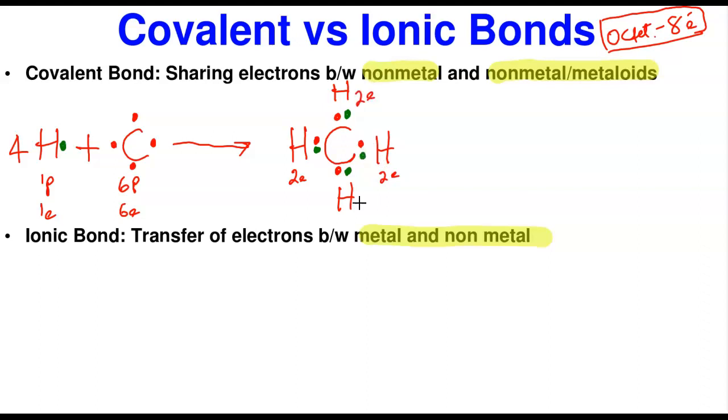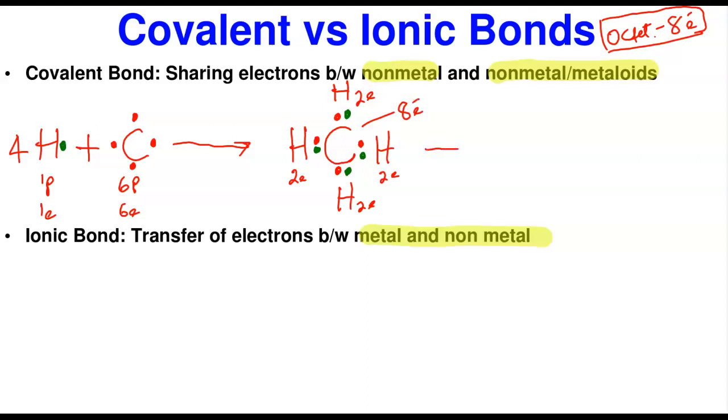This is 2 electrons. What about carbon? How many electrons does carbon now have in its atom shell? Initially it has 4, and it is sharing 4 from 4 different atoms of hydrogen. It now has 2, 4, 6, 8. So carbon, in this molecule, has 8 electrons, achieving, remember, our octet rule.